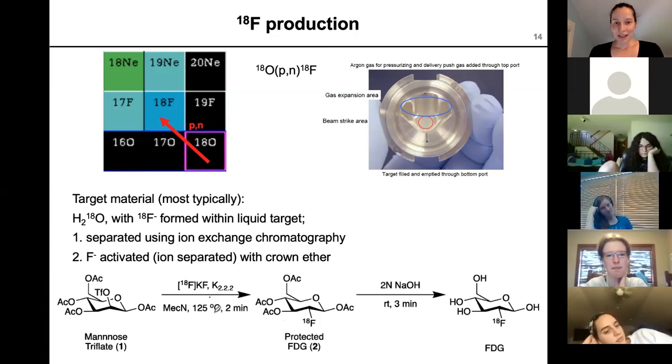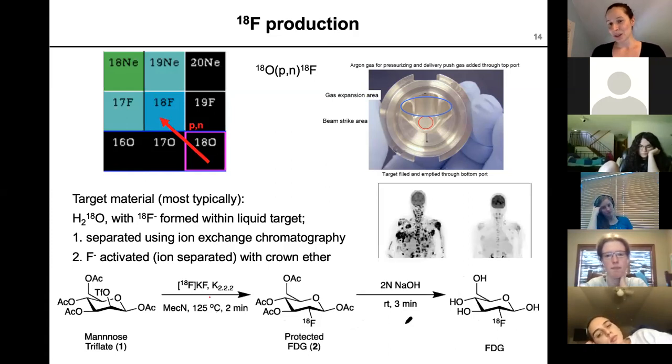In a fairly rapid conversion, we get the fluorination here. We deprotect and we generate our fluorine 18 labeled FDG, fluorodeoxyglucose, which is very useful to image, for instance, cancer patients. So this is how you would move through. And this is done within about 2 hours. So it's a very efficient synthesis that includes irradiation.